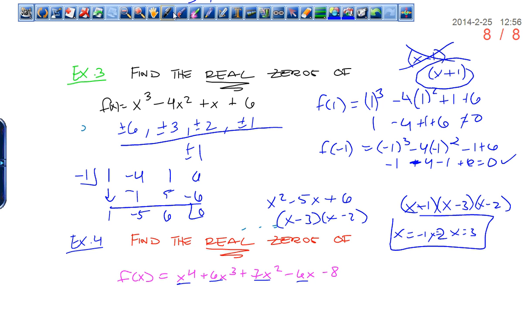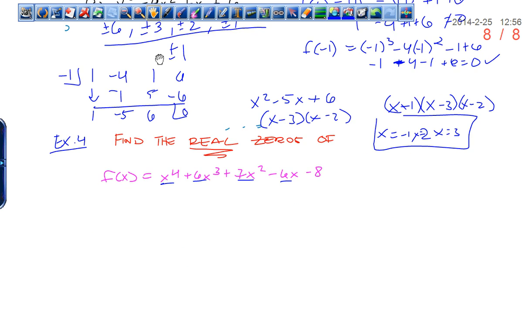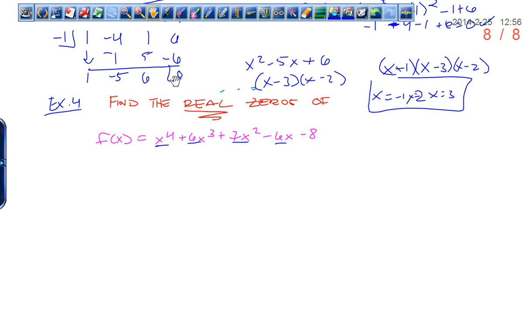All right, try this one on your own, and then I'll flash up the answer and we can talk about what it is. Here's your chance to pause it. All right, so our possibilities are plus or minus 8, 1, 2, and 4, all over 1. I'm going to tell you that 1 and -1 for sure work, and 2 and -2 work as well.